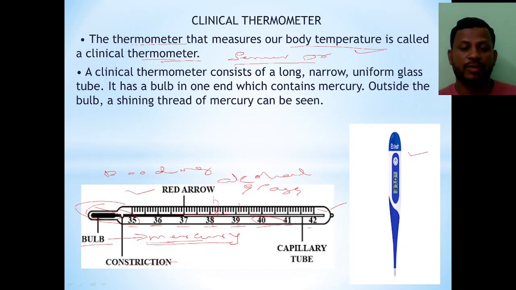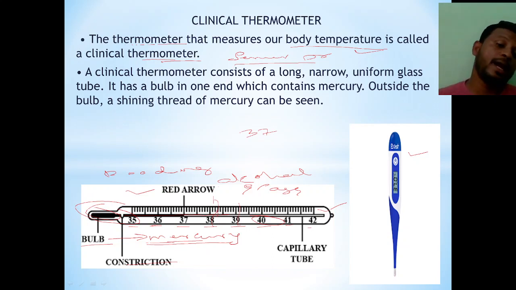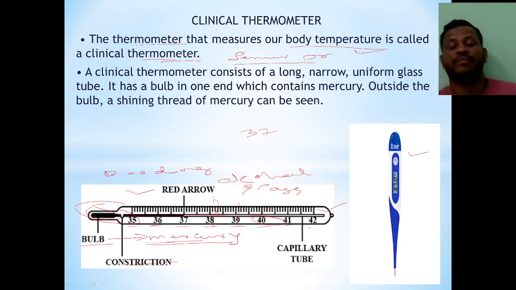Where the mercury stops expanding, the number indicates the temperature of the body. Our body's normal temperature is 37 degrees Celsius. We can say 37. This is the clinical thermometer, which is used in clinics or hospitals to measure the temperature of the patient's body.